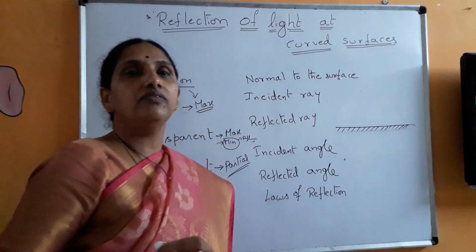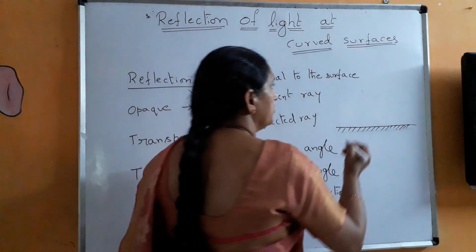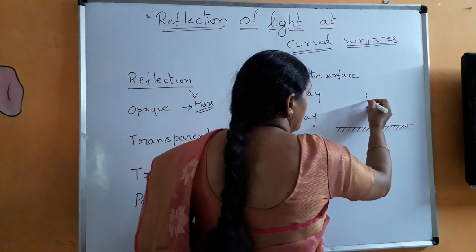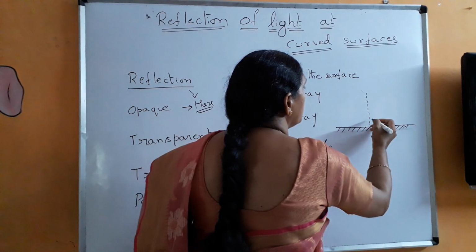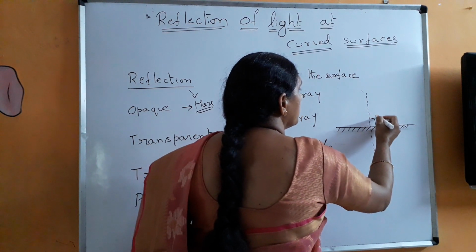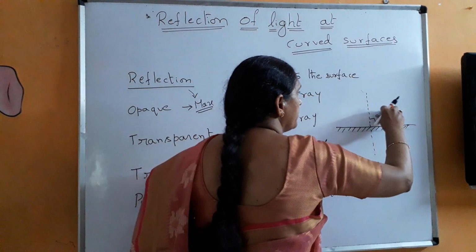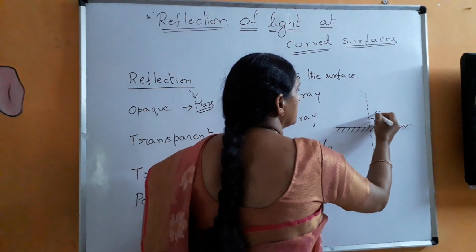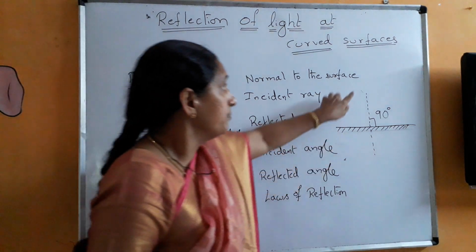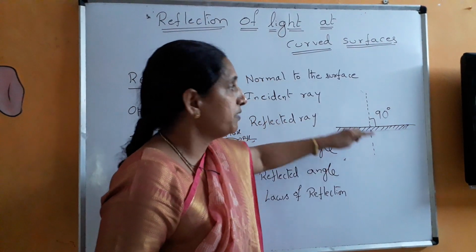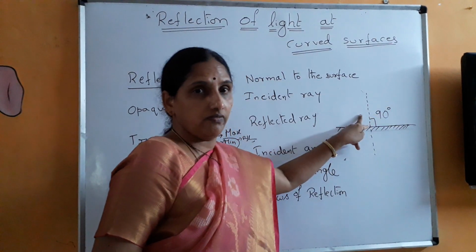What is the meaning of normal to the surface? Right. So any imaginary line which is drawn perpendicular to the surface, means which angle it has to make? 90 degrees. Can you see this 90? Yes. So an imaginary line which is drawn perpendicular to the surface, that means which is making an angle of 90 degrees with the surface.